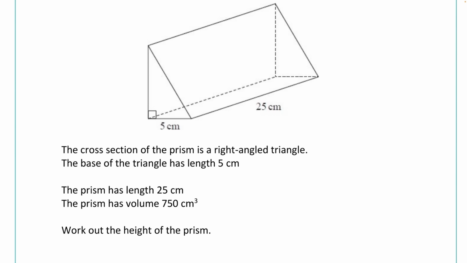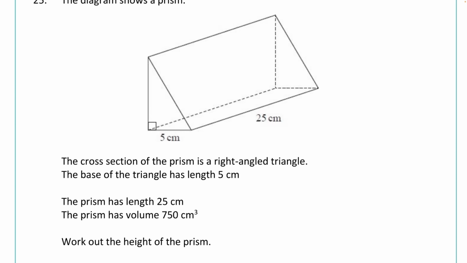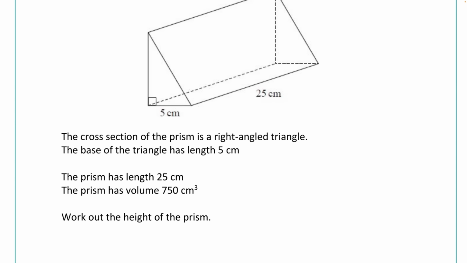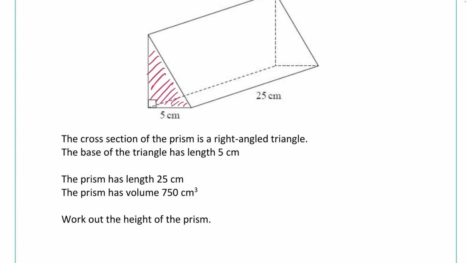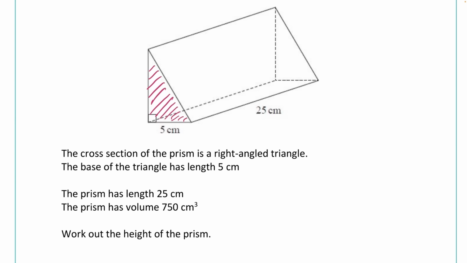Okay, our next question, we have a prism, a triangular faced prism. It says the cross section of the prism is a right angled triangle. Hopefully you can see that. The cross section is this part of the shape that goes all the way through. And to get the volume of a prism, you get the area of that cross section and times it by the length that it goes through. So in this case, 25.